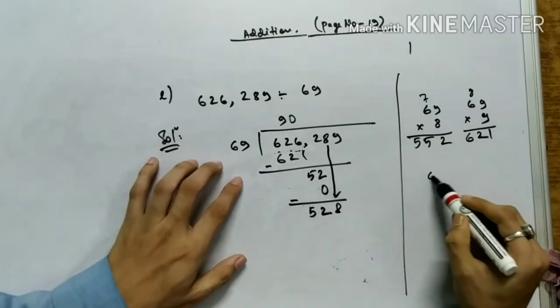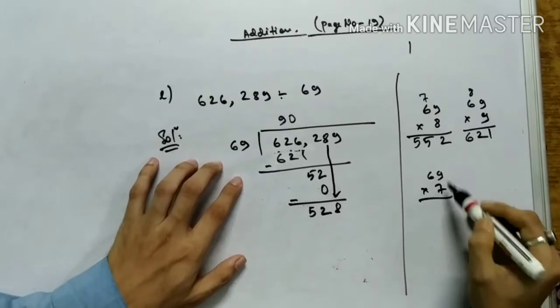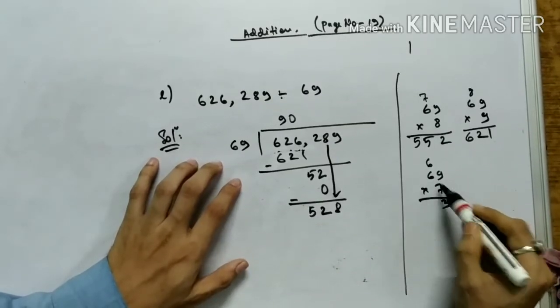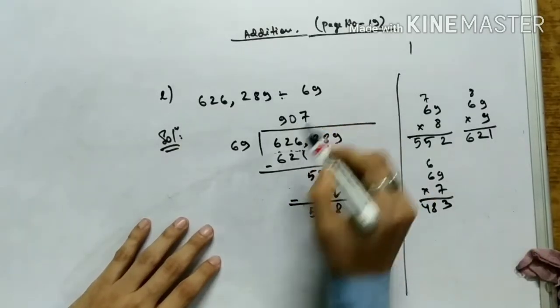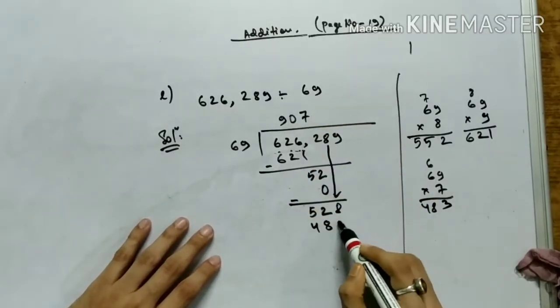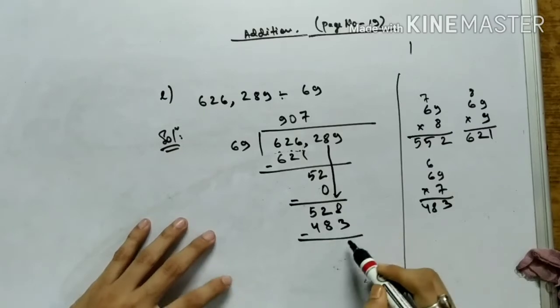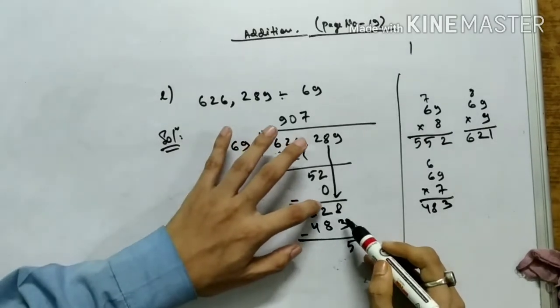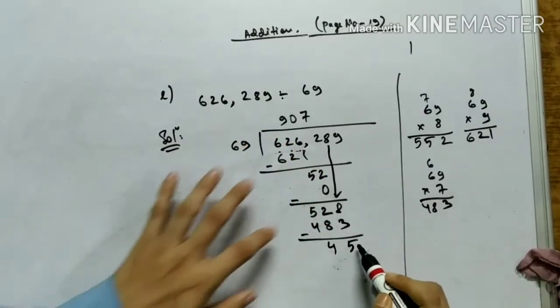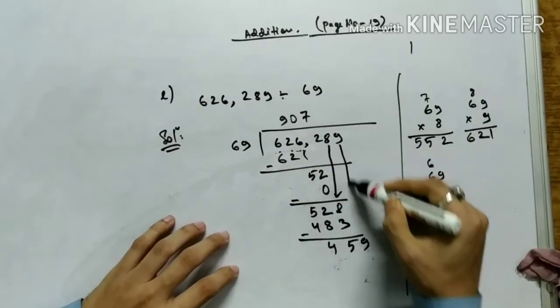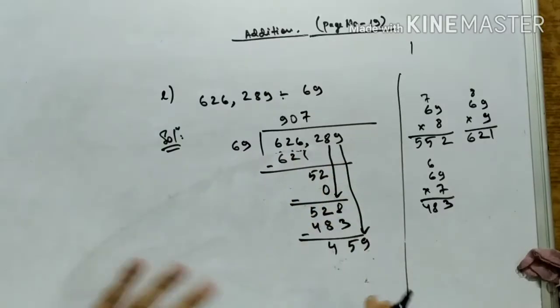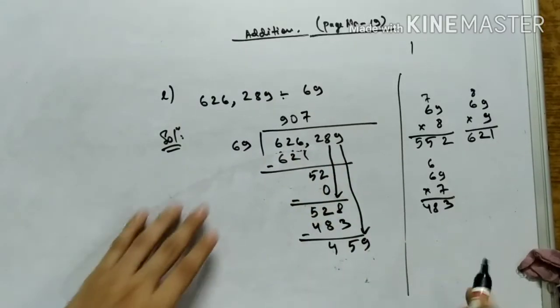Okay. So now 69 into 7. 7 9s are 63, 6 7s are 42, 48 I will get. So 69 7s are 483. Minus, 8 minus 3, 5 I will get. This is 12 minus 8, 4 I will get. And this one will be 0. Next 9 will come down. These arrows I am just showing you, you need not write.